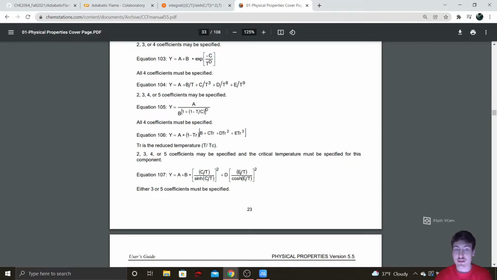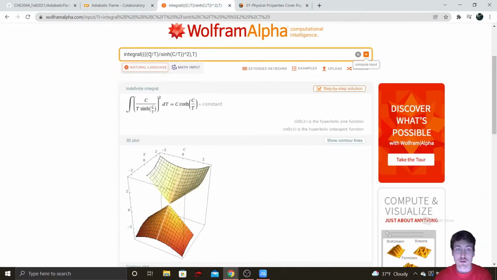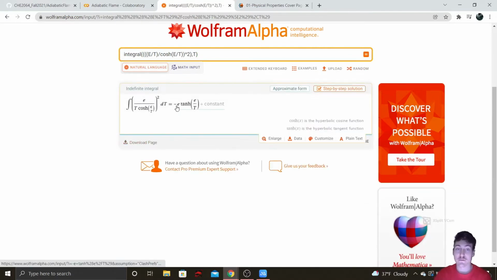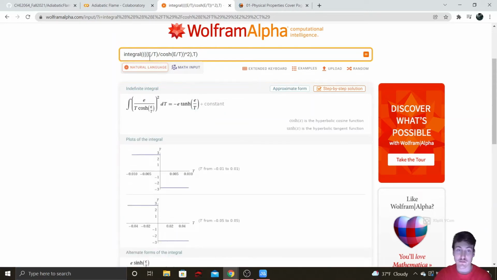And then if we look back, the second equation of that is the same exact thing, except it's cosh, and then just with the E instead of a C. So we can go ahead and change that to an E. Same thing here. And then change this to cosh, and then compute that. Wait for it to load. And we can see it's negative E, it's the same kind of thing: the hyperbolic tangent of E over T plus a constant.